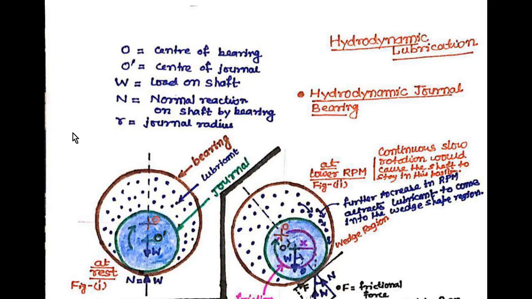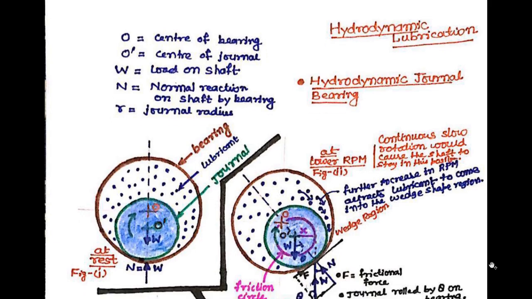Hi everyone, this lecture is on design of hydrodynamic journal bearing. The journal bearing is used to bear the radial load. Hydrodynamic lubrication is the lubrication that occurs by motion of the journal and shape of the journal and bearing. Means in hydrodynamic lubrication there is no need of any external source to pump the lubricant.